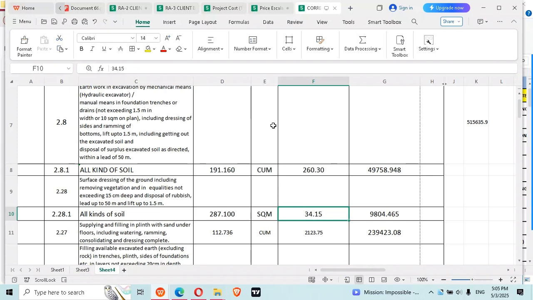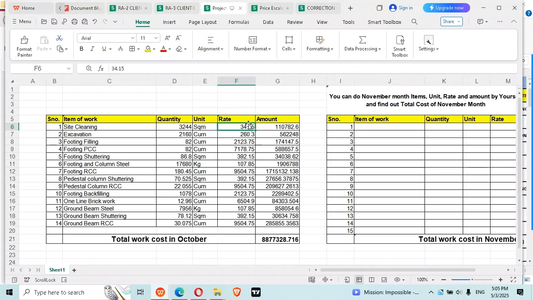So I'm coming to see it. Project cost, look at this, engineers, we have site cleaning at 34.15 rupees and excavation at 260.3. So from there I took all of the rates and prices. Or you can go to the schedule of rates, and from the DSR you can get these rates as well.